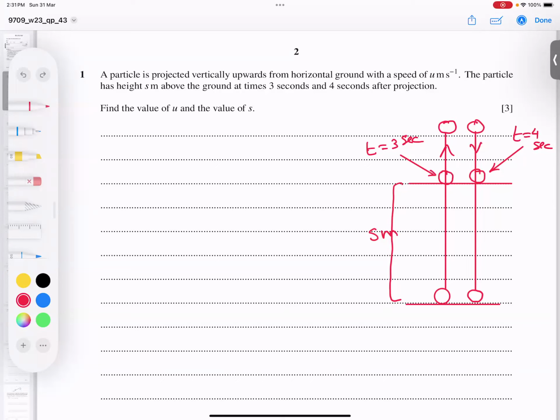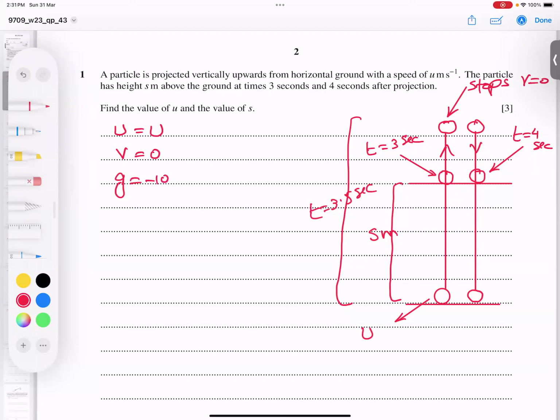So I think I can say that the total time from the ground to the peak is 3.5 seconds. How come? Because this 3 is already given, plus 0.5, so 3.5 seconds. And you know, at the peak it stops, so naturally the final velocity is 0. And the velocity is u starting from here. So final velocity 0, going upward gravity -10, and time is very clear, 3.5 seconds.